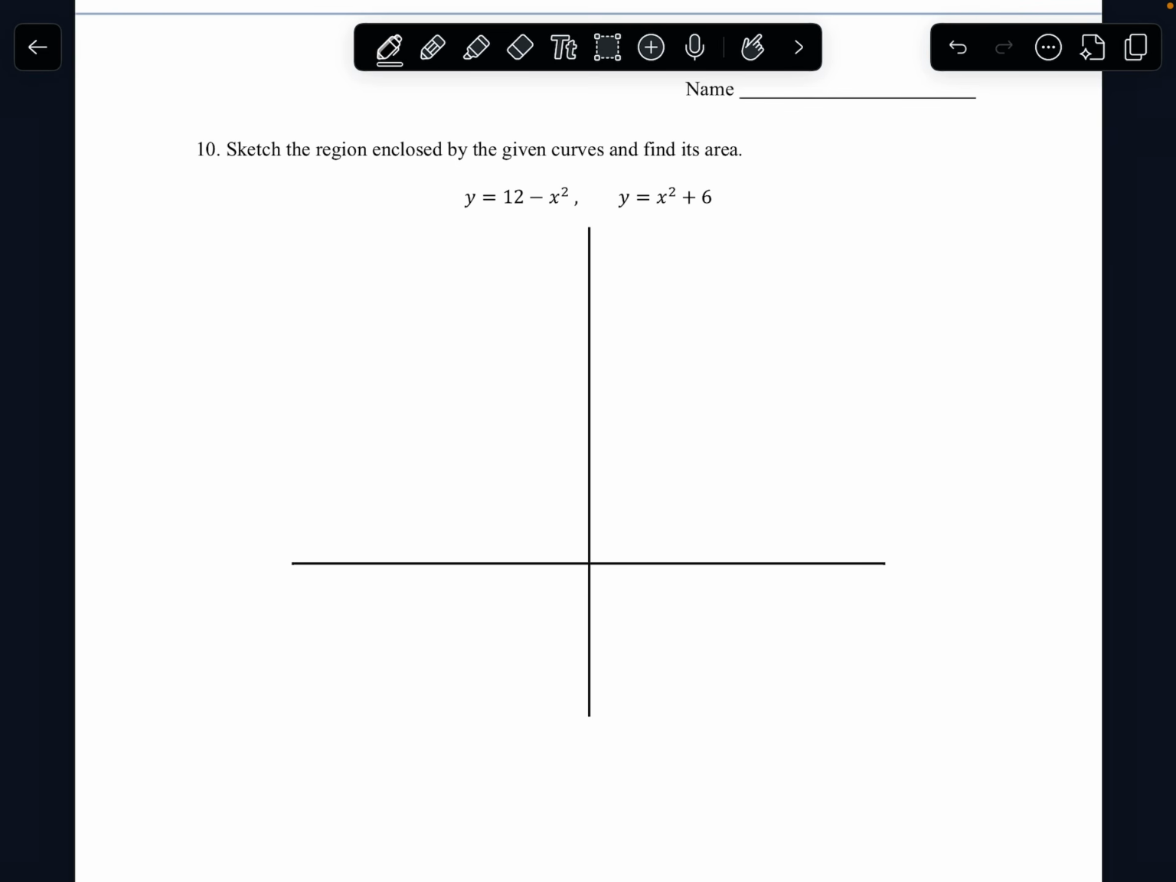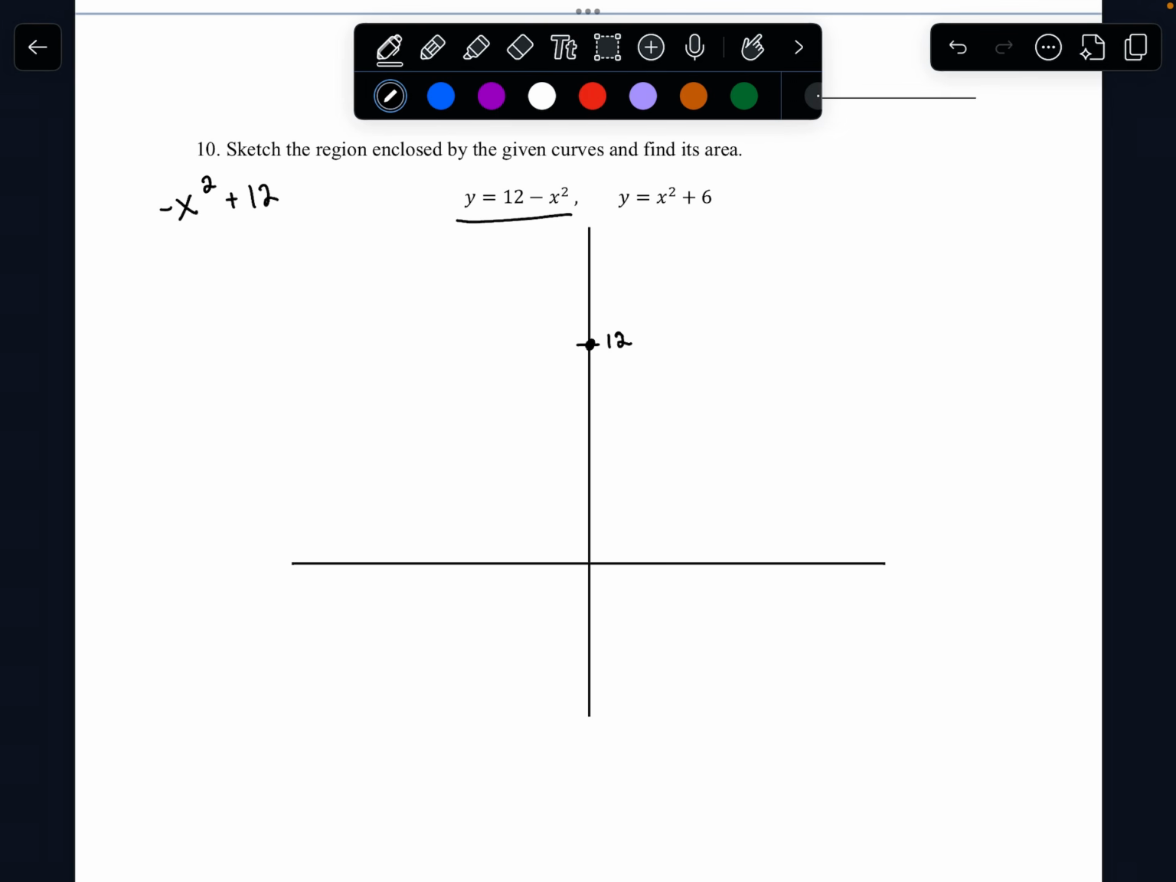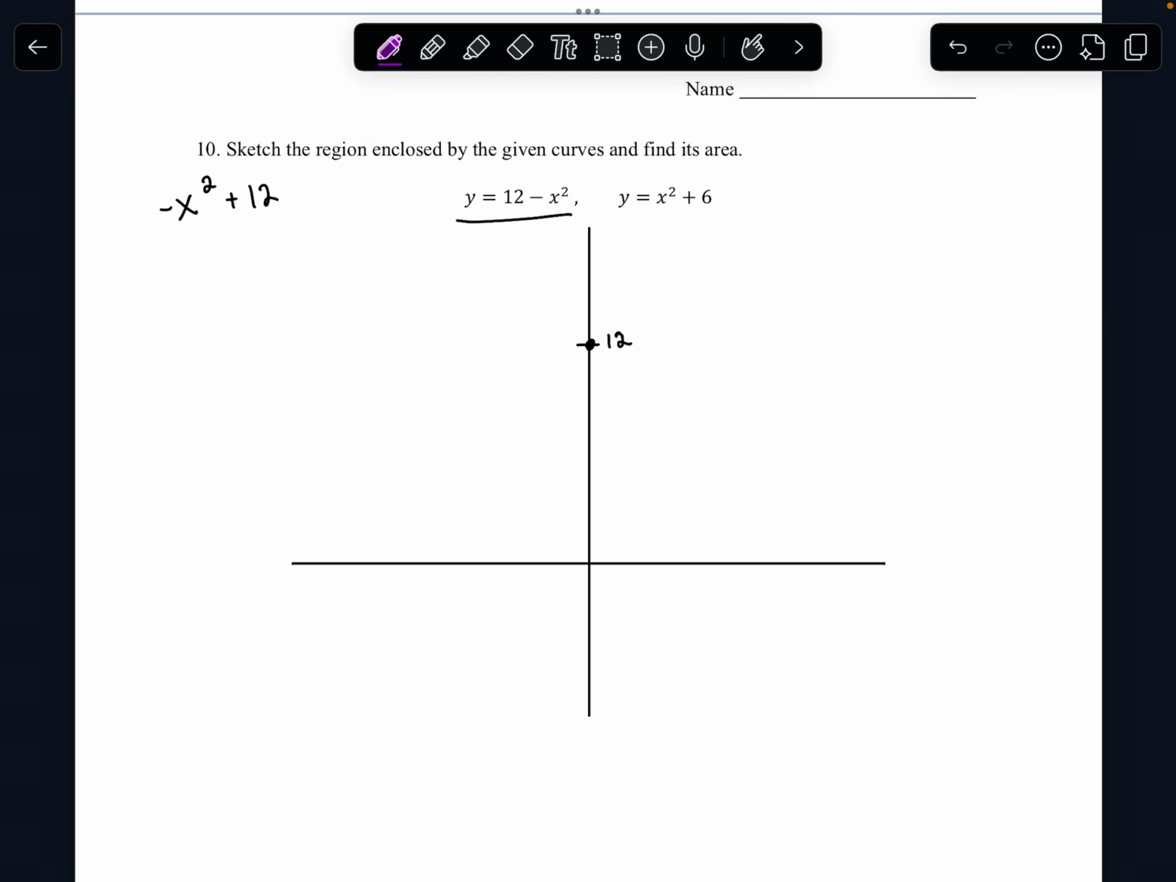So, okay, let's do this one first. So, negative x squared plus 12, okay? Regardless, this is your intercept, right? No matter what, we know this has an intercept of 12. So why don't we draw that? Or mark it, whatever. And then for our other guy, we're x squared plus 6. So we know we're going to have an intercept at 6.